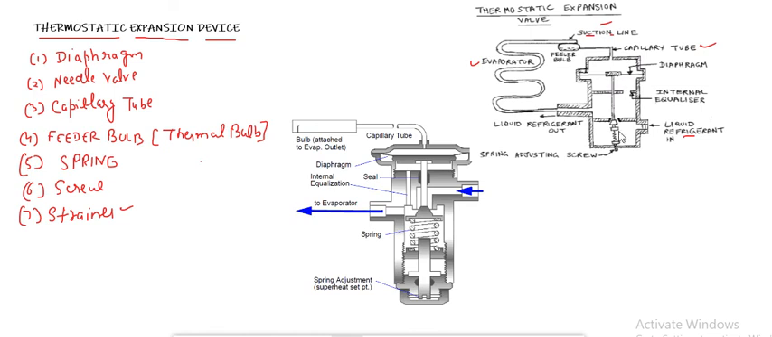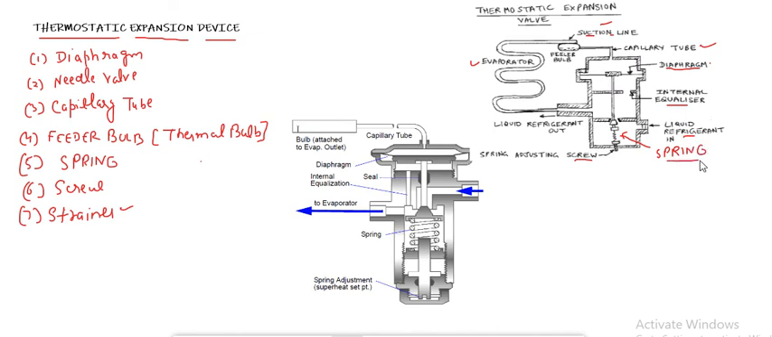Inside the valve we have components: a diaphragm, which is a very important part. Then we have the internal equalizer, which is also a very important part. Then we have the adjusting screw to adjust the pressure of the spring. Here it is not mentioned, but this component which I am writing over here is my spring.